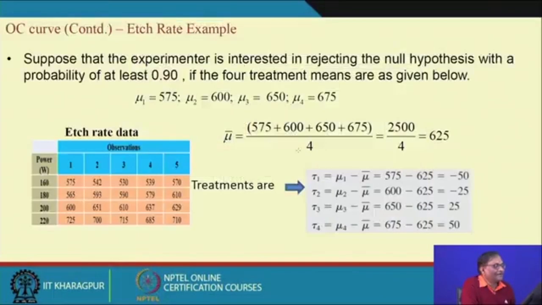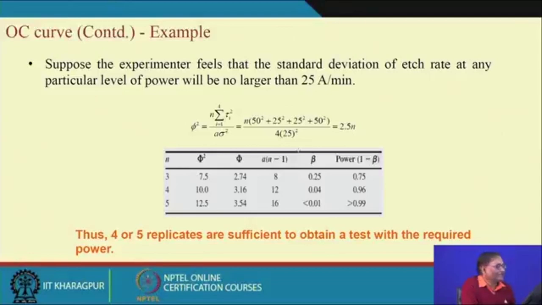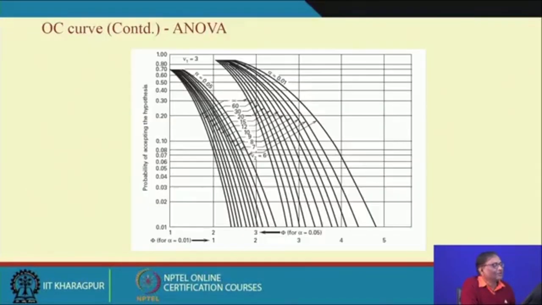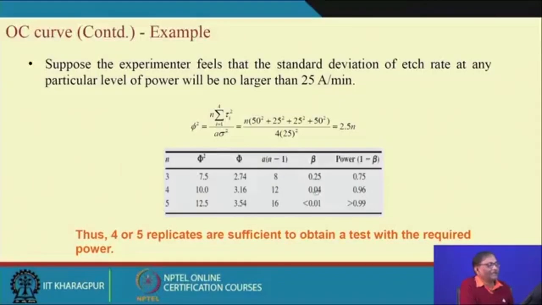And then what is the phi value here? The phi value is 3.16. So nu 2 is 12, this one, and the phi value 3.16 is somewhere here. Then when you go up and project to this side, you will get the value 0.04. So this is 1, then 1 minus beta is 0.96. Okay, it is more than 0.9. So this is sufficient. Now, you check one more.